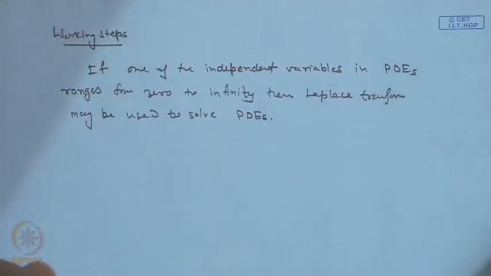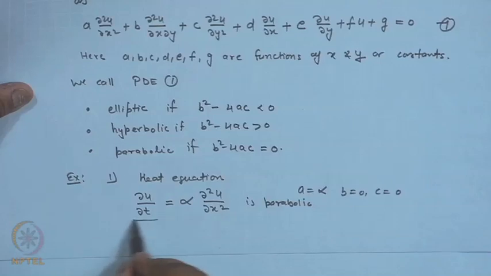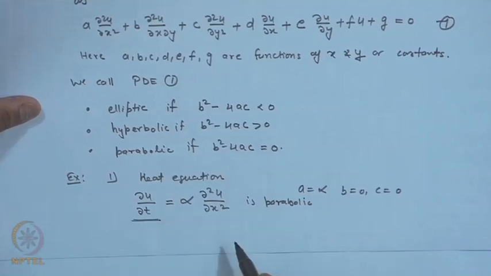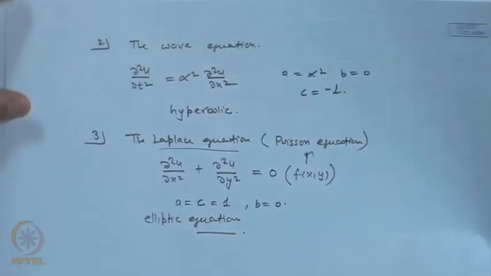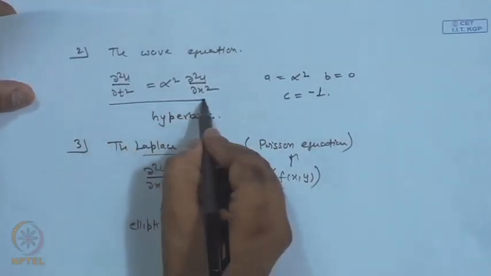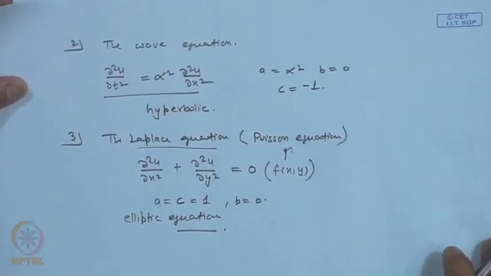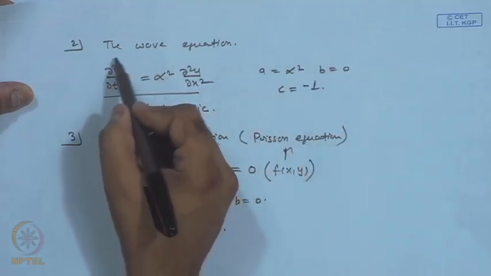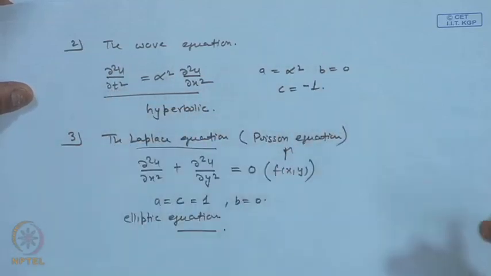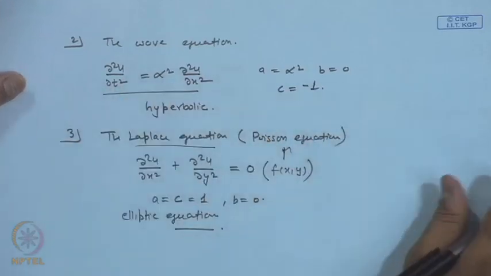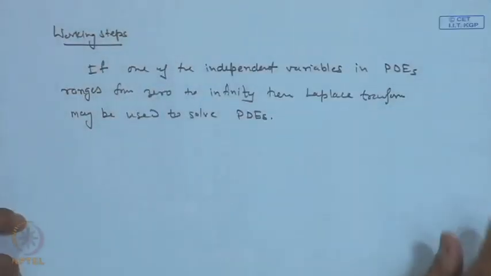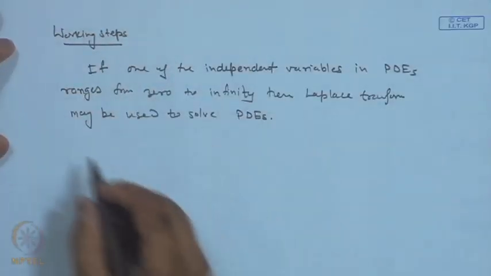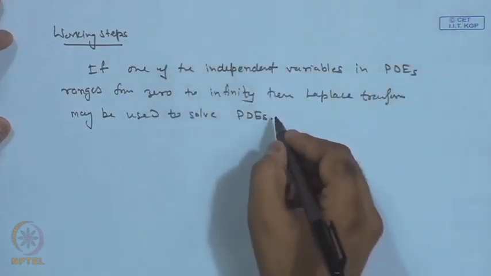For example, in the heat equation we have this t variable which ranges from 0 to infinity, and also in the case of the wave equation, which models the phenomena of waves, sea waves or waves in a string. In this case also t starts from 0 and can go up to infinity. So, here also we can apply the Laplace transform. We mainly apply this to the wave equation and the heat equation.